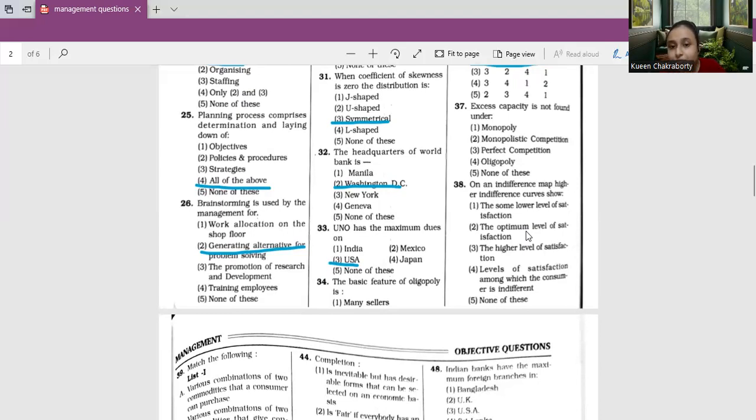So accordingly, we have perfect competition as the correct answer. That is option number 3. Excess capacity is not found under perfect competition.